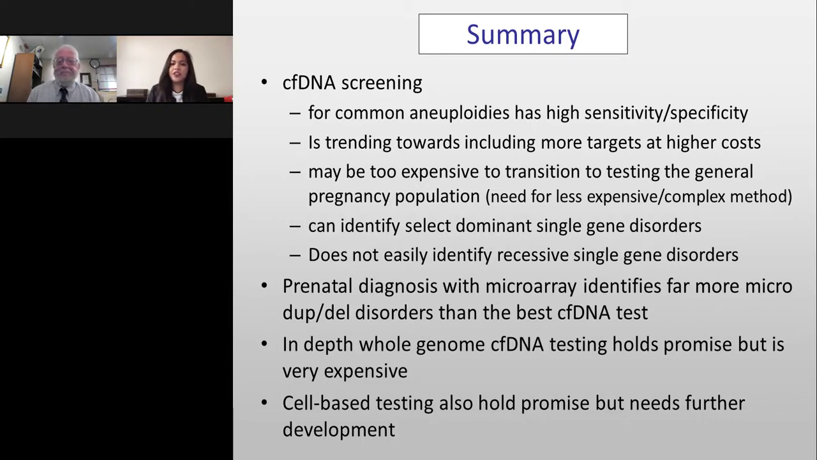Thank you. Our next question is, the risk of invasive testing is lower than thought. Why screen when diagnostic testing costs about the same? Well, that's true in the high-risk population, that cell-free DNA testing is roughly the same price as an invasive diagnostic test, maybe a little bit lower now.